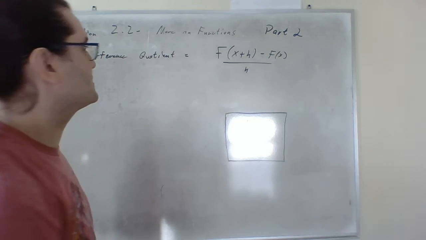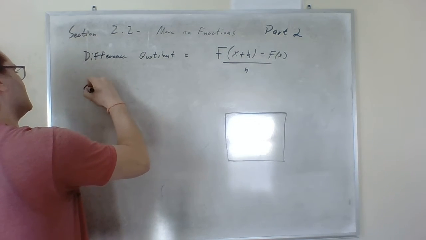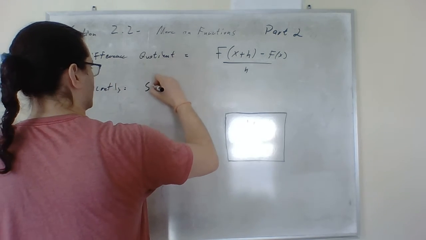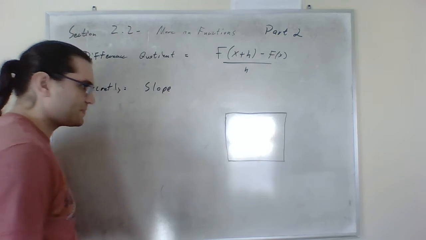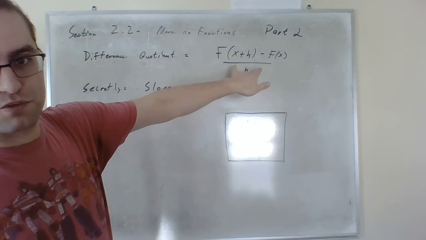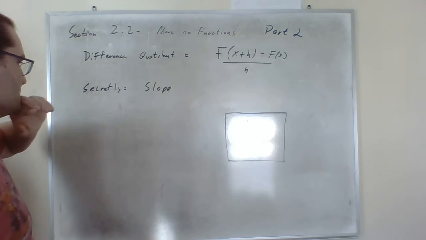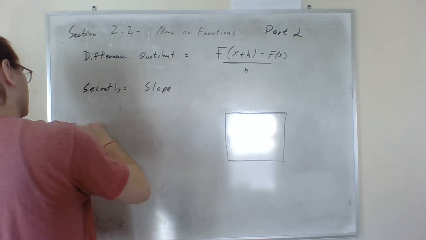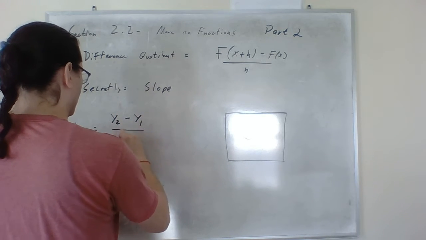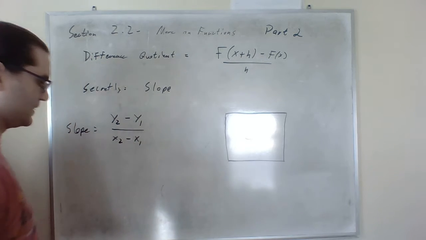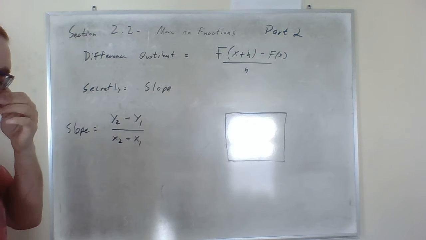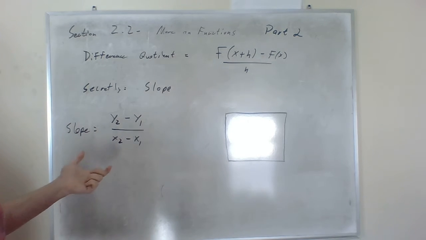What it means is it is secretly a way of expressing the slope of something. And it doesn't look at all like slope, but give me a moment to explain this, and hopefully we'll see the connection between this and slope. Slope, we know, looks like y2 minus y1 over x2 minus x1.